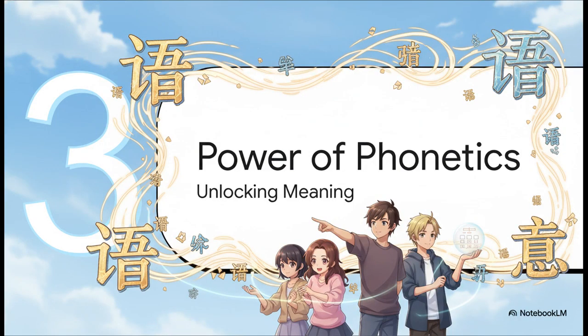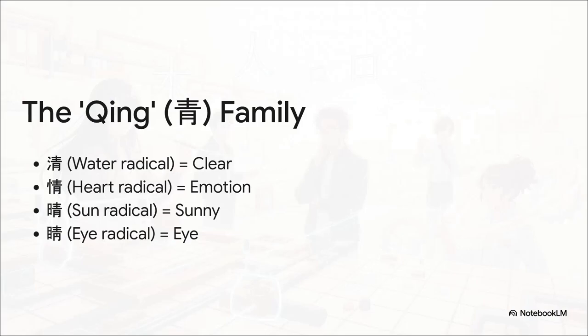Section 3. The Power of Phonetics. Now, this is where the practical beauty of the system truly shines. Let's look at a concrete teaching example, the Qing family. The base component on the right side of all these characters is pronounced Qing. By itself, it provides sound. Now watch the magic when we just swap out the meaning-based radical on the left.